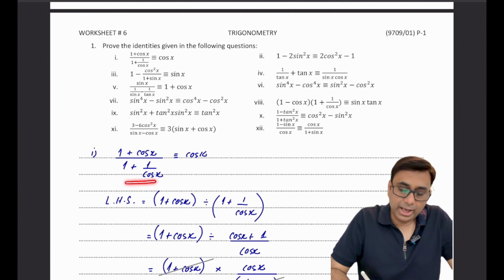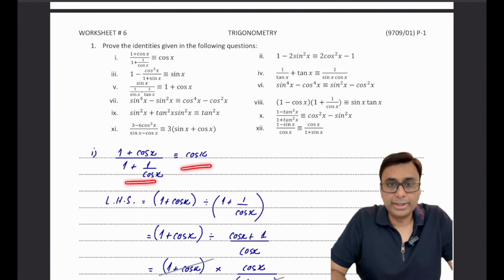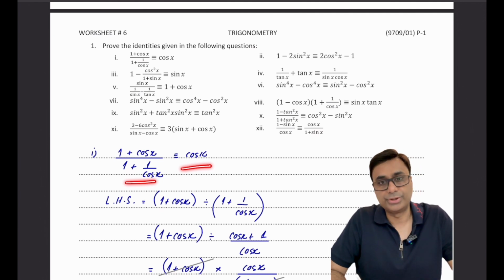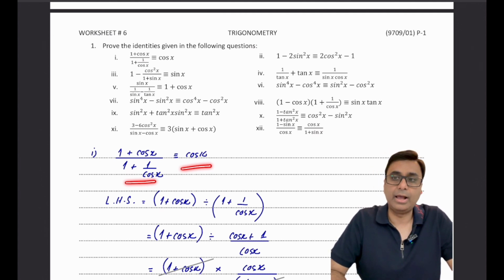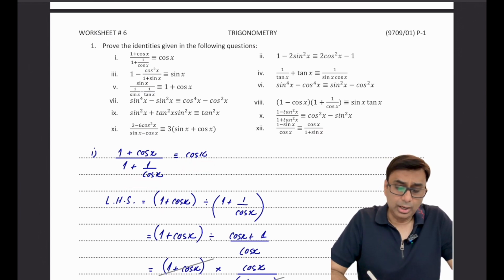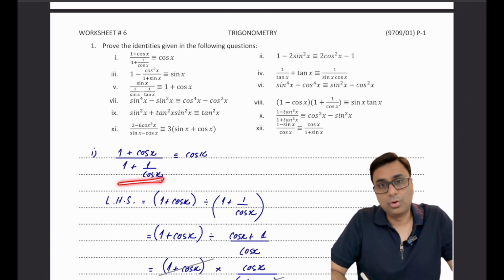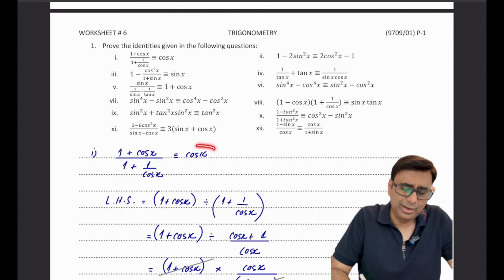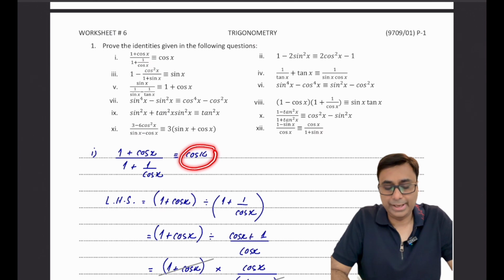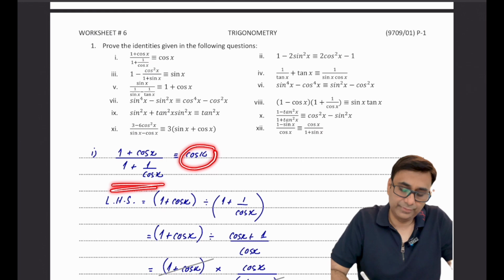When I have to prove an identity, I choose the more complicated side that has more room for simplification, and I simplify it and bring it equal to the other side. In most cases, your more complicated side would be the one on the left hand side, but obviously that is not always the case. You just have to pick the more complicated side, which I can see clearly. I can't work around a lot with cos x, but I can work around with this particular expression. So I'll start simplifying this.